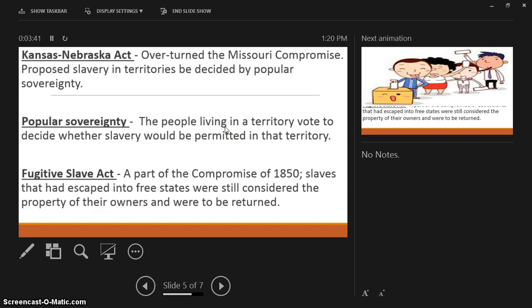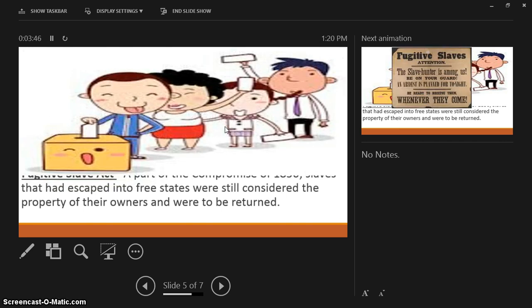So it's just like a popular vote. You show up on the voting day, you say yes, you say no. Slavery either exists or it's free.